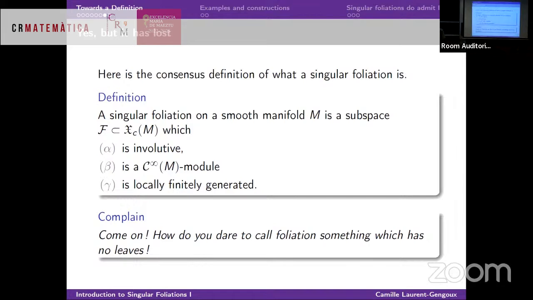Sorry? Exactly. So in fact, we define singular foliation by saying, okay, take the leaves, they don't exist yet. Look at vector fields tangent to all leaves. Well, it's involutive, it's a module. Not always finitely generated, but let us assume it. Like in this example, it's not finitely generated, for instance. But if it's a decent foliation, if it's good, finitely generated, let us take it as a definition. Okay?